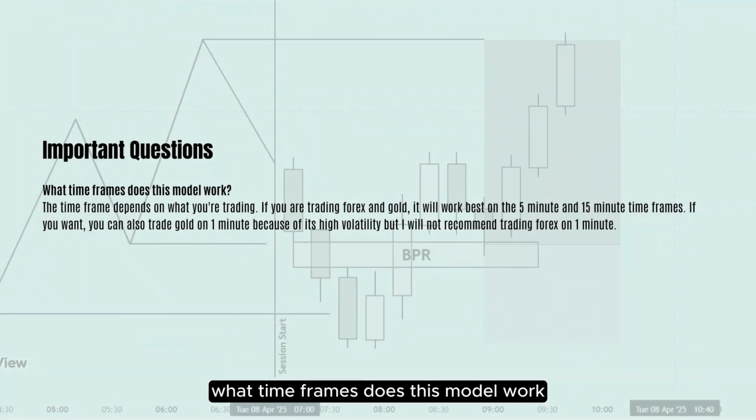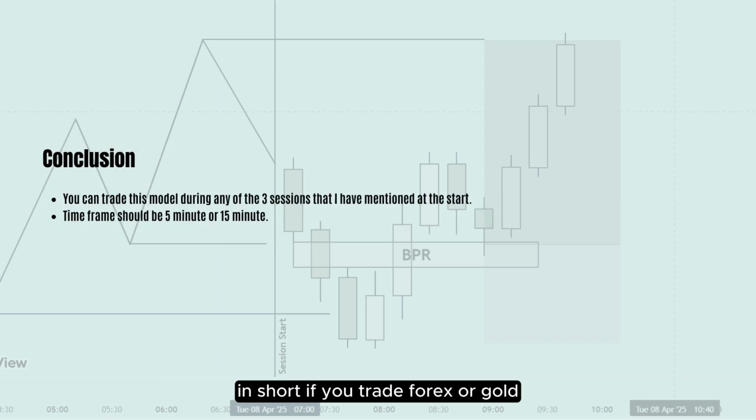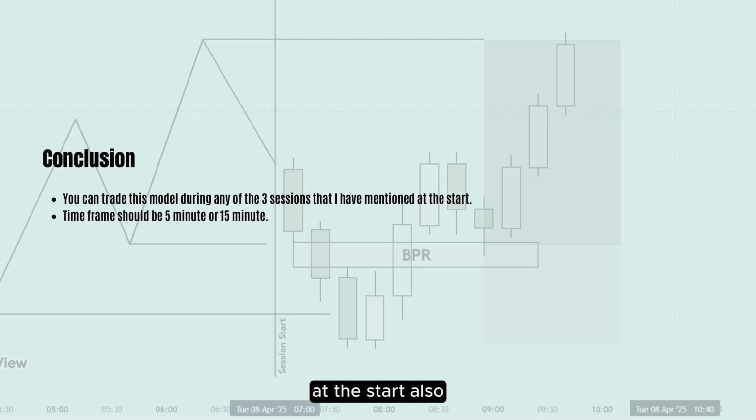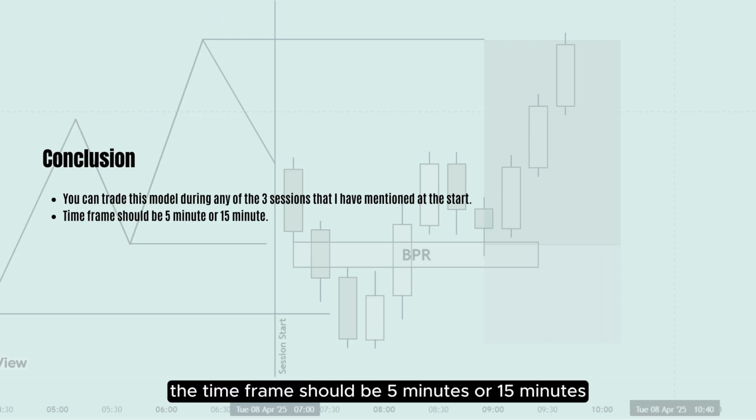What time frames does this model work? The time frame depends on what you're trading. If you are trading Forex and gold, it will work best on the 5-minute and 15-minute time frames. If you want, you can also trade gold on 1 minute because of its high volatility, but I will not recommend trading Forex on 1 minute. In short, if you trade Forex or gold, you can trade this model during any of the 3 sessions that I have mentioned at the start. Also, the time frame should be 5 minutes or 15 minutes.